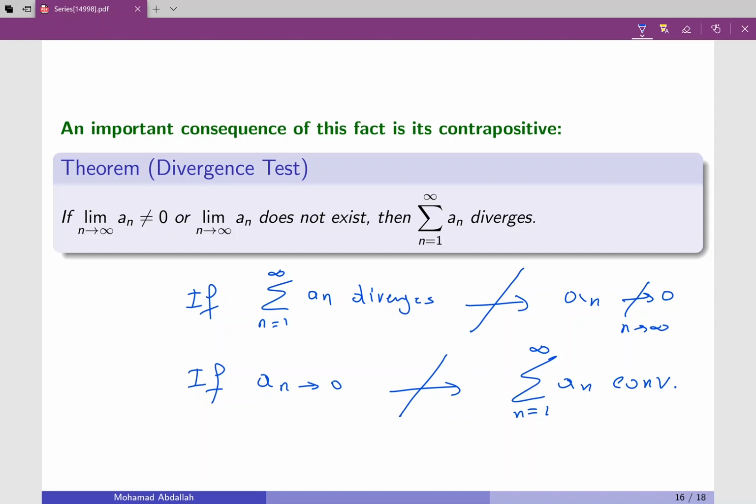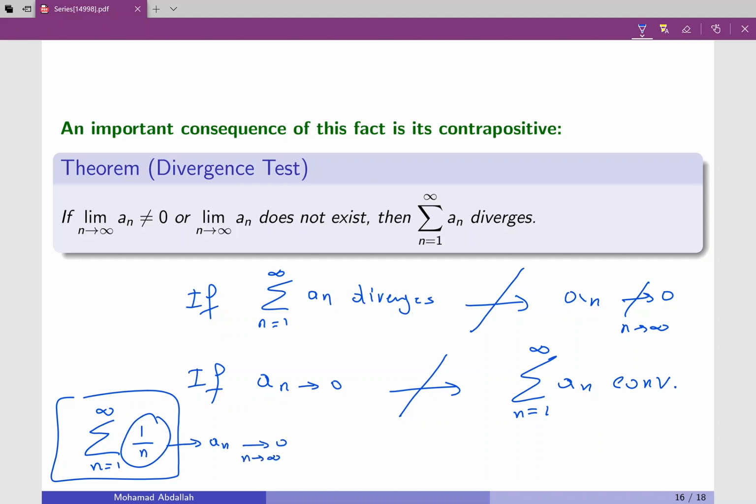Okay, we're going to see examples that will show you that that's not true. In fact, this is a very famous one. We will talk about it in a different video. The sum of 1 over n from n equals 1 to infinity. This is a sequence, this is a series. This is a_n. a_n goes to 0 when n goes to infinity, but this series is not convergent. This is divergent. It's called the harmonic series. We will talk about it later.